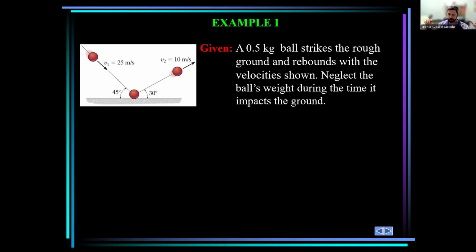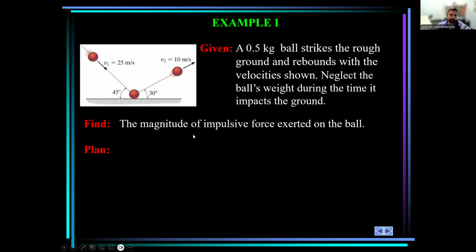As it collides, the fact that it has its own weight pushing down during that fraction of a second, that weight times that time provides a very small amount of impulse compared to the impulse that bounces it back. So we're going to neglect the ball's weight during that impact time. And they want us to find the impulsive force exerted on the ball.